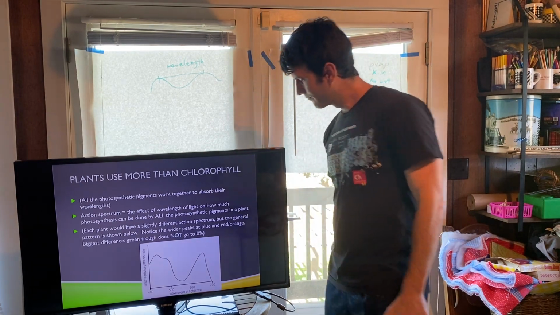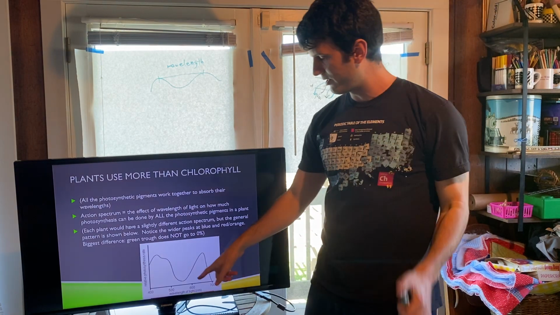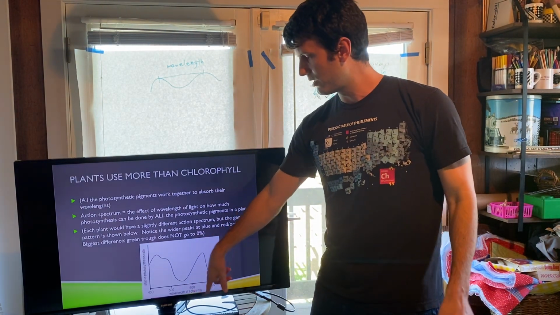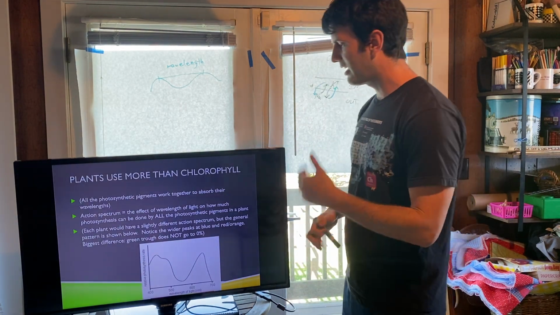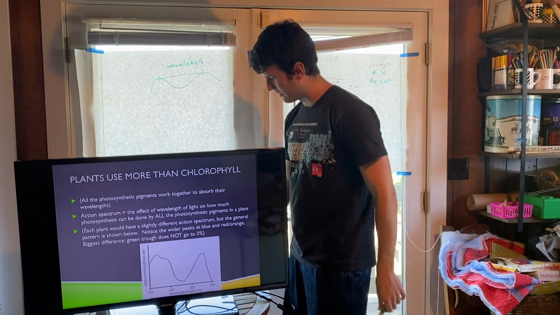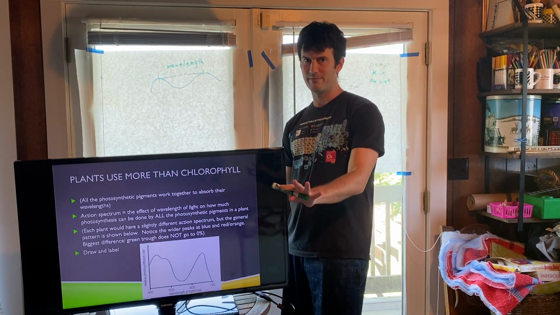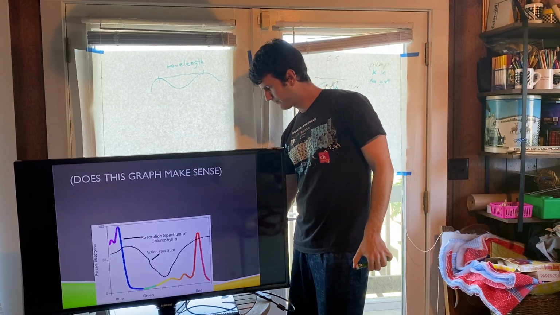So the important thing here, you need this drawn and labeled as well. The important thing here is we don't go all the way to 0 at green. So it's no longer 0 at green because some pigments other than chlorophyll can absorb green. Still not very well, but to some extent. So this is action, all the pigments. Absorption was one pigment.